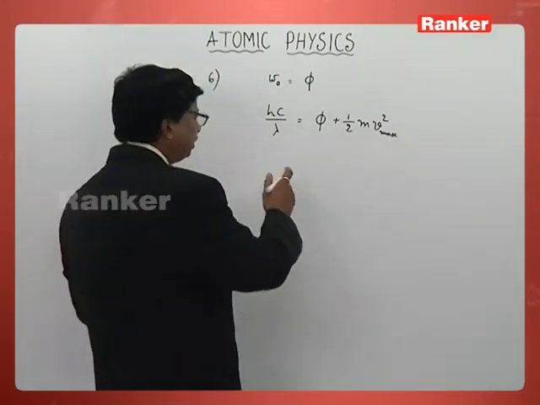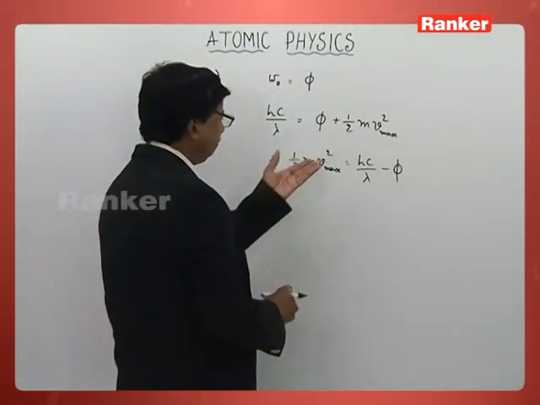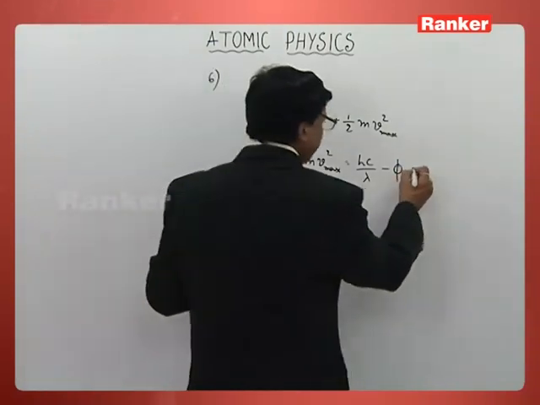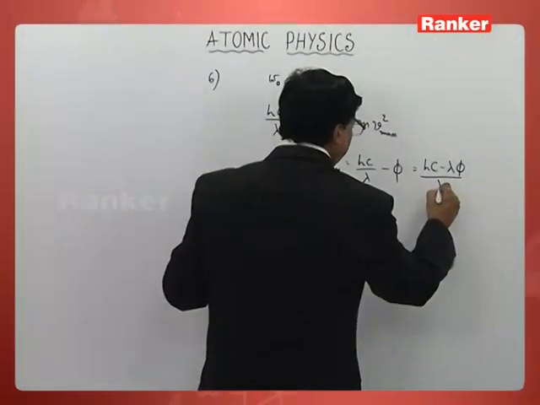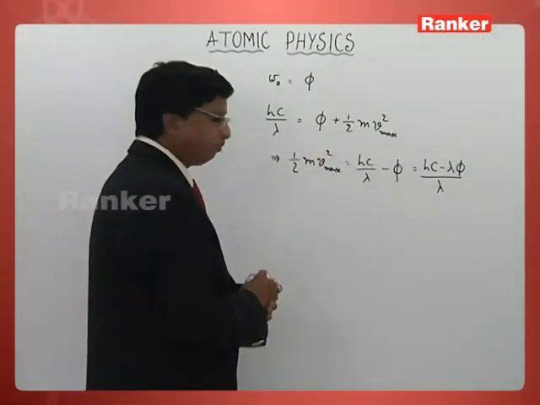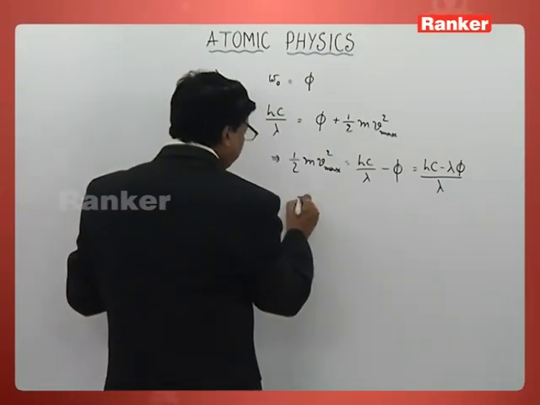Now come on, write that one once again here. It is half m v square, that is v maximum square, that is equal to hc by lambda minus phi. Simple calculation, nothing special there. So you can write this one as (hc − λφ) by lambda after taking LCM of it. Then what will now be the value of v maximum square? This now becomes 2 times (hc − λφ) divided by mλ.